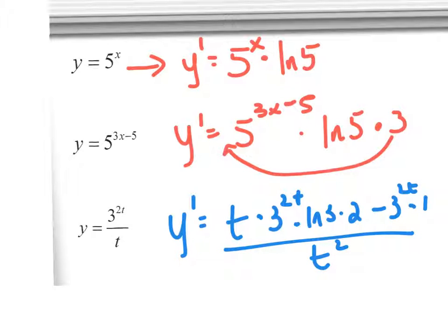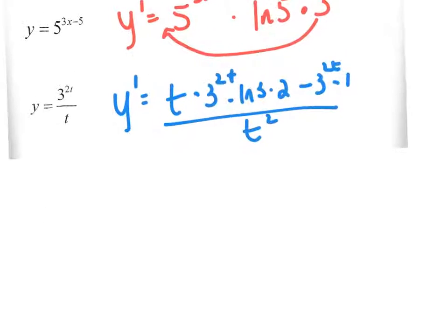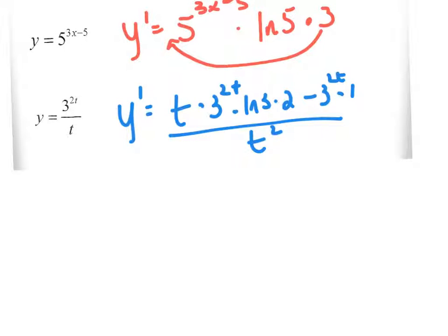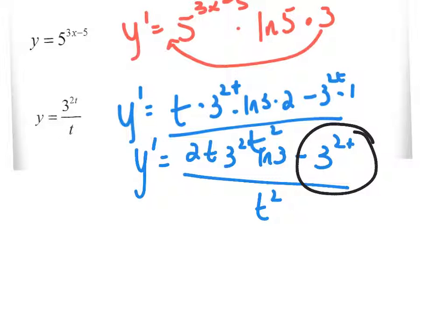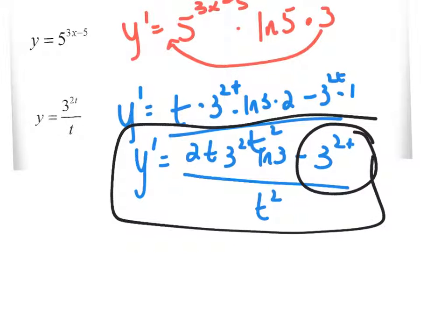Beauteous. And there's not a whole lot you can do there, so you can leave that if you want to, or if you want to clean it up a little bit, it ends up being y prime equals 2t, 3 to the 2t ln of 3, which is not super pretty, but that's okay, minus 3 to the 2t over t squared. Because there's no t in this part of your expression, like in front or in the back of it, this is really what you can have as an answer.